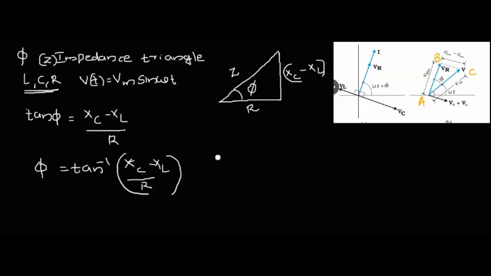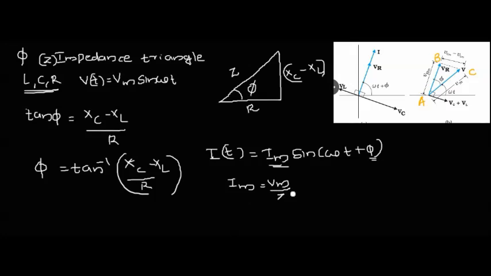Now our equation is completely solved. We started by assuming a solution for the total current flowing through a series LCR circuit, and we got I of t equal to Im sin(omega t plus phi). The two unknown parameters in the equation are Im and phi. The value of Im we found as Vm divided by Z, where Z is the impedance of the series LCR circuit, which is equal to the square root of R square plus (Xc minus XL) the whole square.